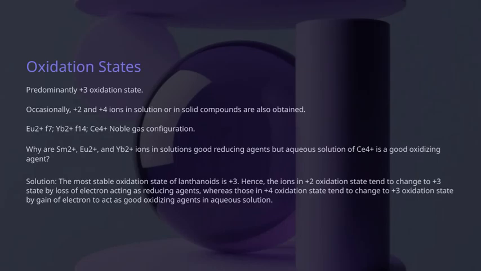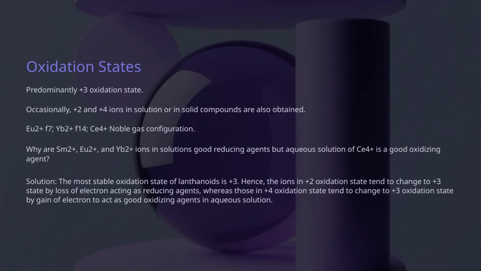Let's talk about the oxidation states of lanthanoids. The most stable oxidation state for these elements is +3. Because of this, ions in a +2 oxidation state tend to be oxidized to +3 by losing electrons, which makes them good reducing agents. Conversely, ions in a +4 oxidation state tend to gain an electron and reduce to +3, so they act as good oxidizing agents in aqueous solutions.